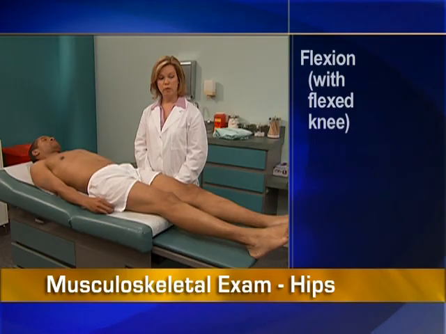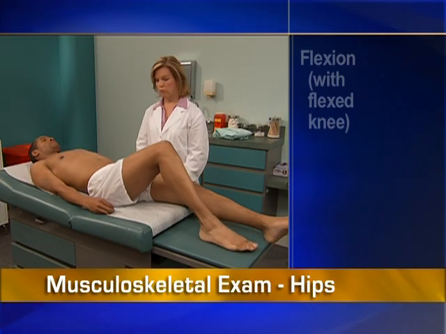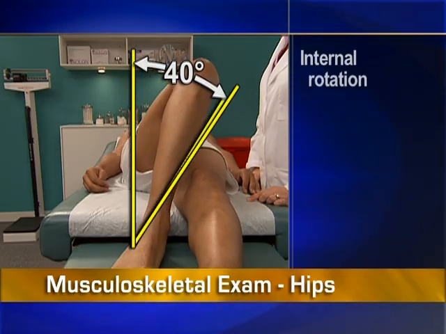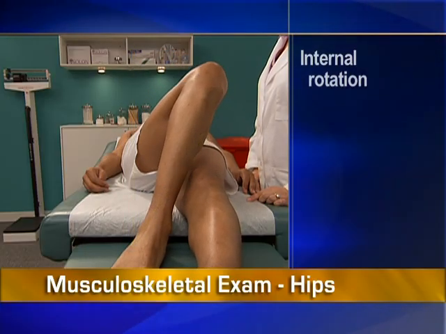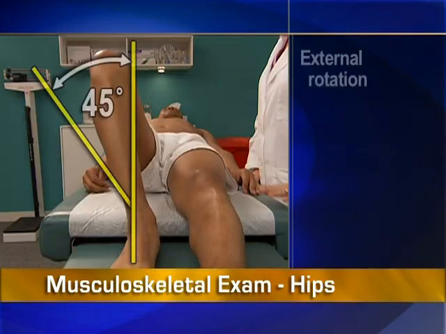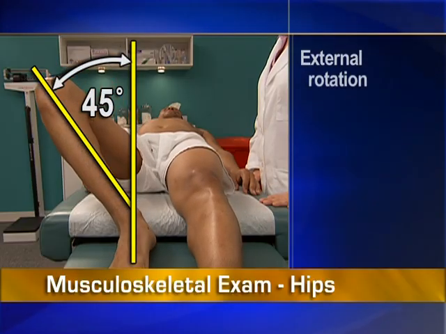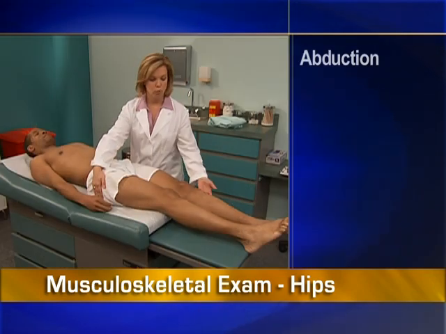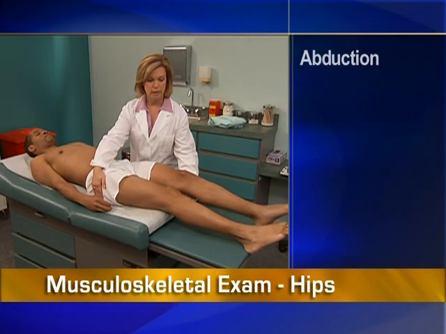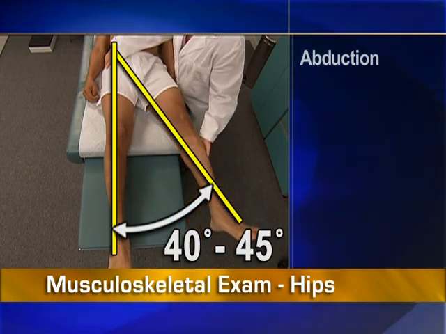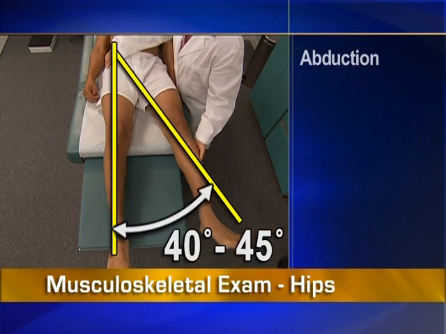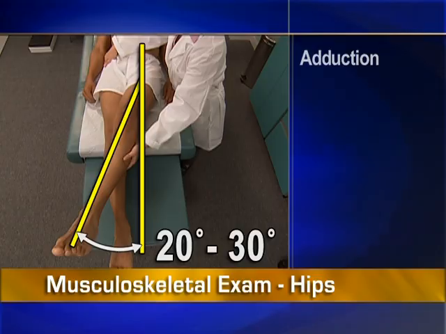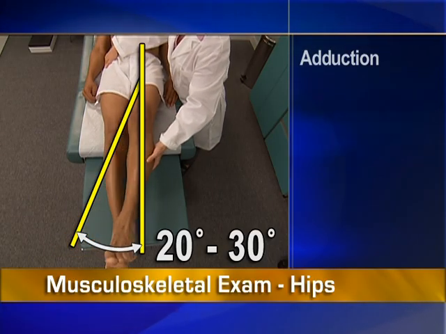Now I'd like to have you bend your right knee, put your foot flat on the table. Bring your right knee towards me, internal rotation of 40 degrees, and now to the opposite side as well, external rotation of 45 degrees. We're going to lift your left leg, take it out to the side as far as it's comfortable. Abduction of 40 to 45 degrees. And then we're going to take it across your body, and adduction of 20 to 30 degrees. Good. And you can relax.